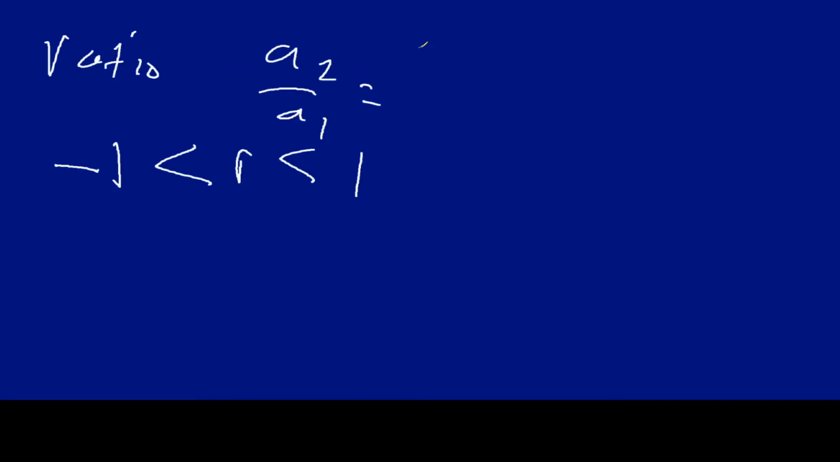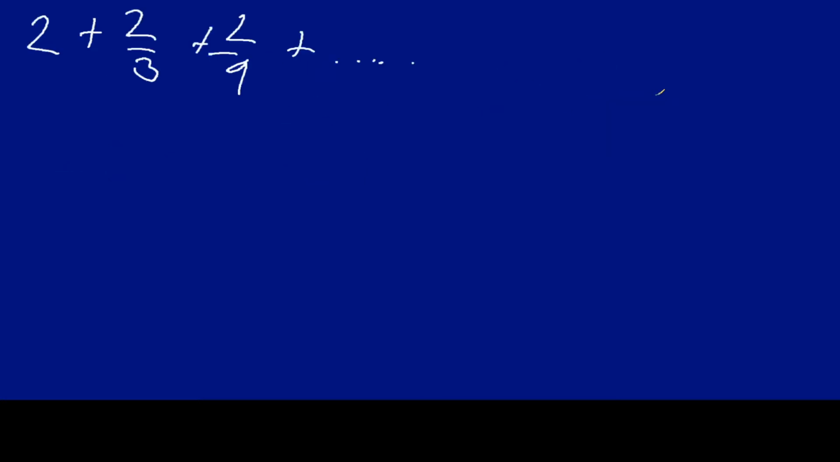So here is our pattern. We're going to have 2 plus 2 over 3 plus 2 over 9, and then we're just going to put our dots like that. And so we need to figure out what is the answer. Now, before we figure that out, there's one thing I forgot to mention, and that is the actual formula for finding the sum of an infinite series. It's going to be a sub 1 over 1 minus the ratio. That's the formula that we're going to be using. And so let's use it for this particular problem we have right here.